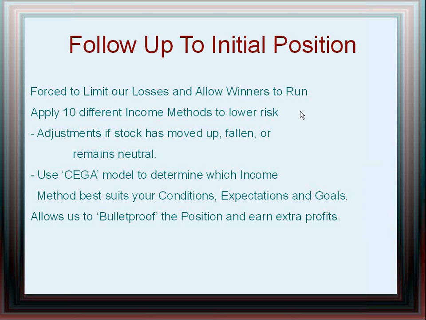We're going to limit our losses and allow winners to run, apply the 10 different income methods, and use the SIGA model for each income method to determine which one best suits our conditions, expectations, and goals. That's all discussed in the blueprint. It allows us to bulletproof the position, which we're going to take a look at in just a moment.